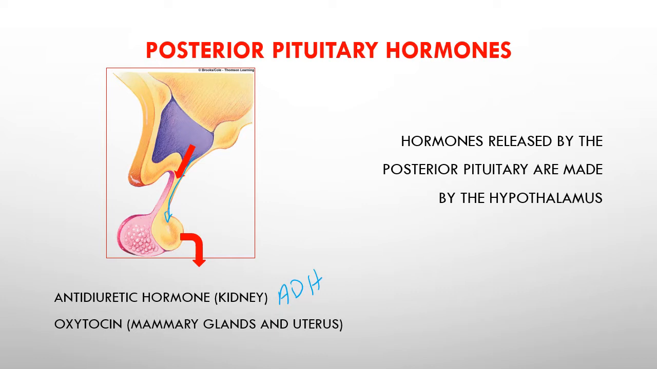Antidiuretic hormone we talked about back when we talked about the kidneys and their function in terms of conserving water. Oxytocin is going to go to the mammary glands and the uterus, and this is going to cause a contraction in the tissues, both in the mammary glands and the uterus, to allow for childbirth and milk production and milk letdown.